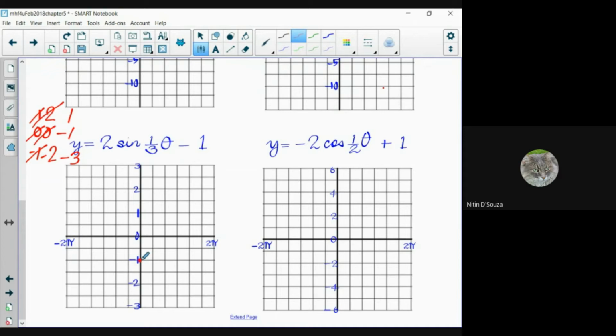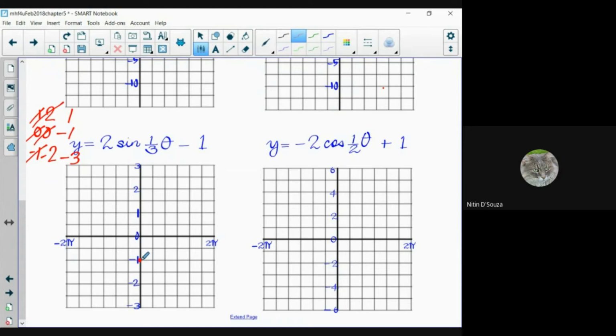And my thing is 1/3. So my k is 1 over 3. 1 over that is 3. So I've got a horizontal stretch of 3. So I'm going to take all my x values and multiply them by 3.